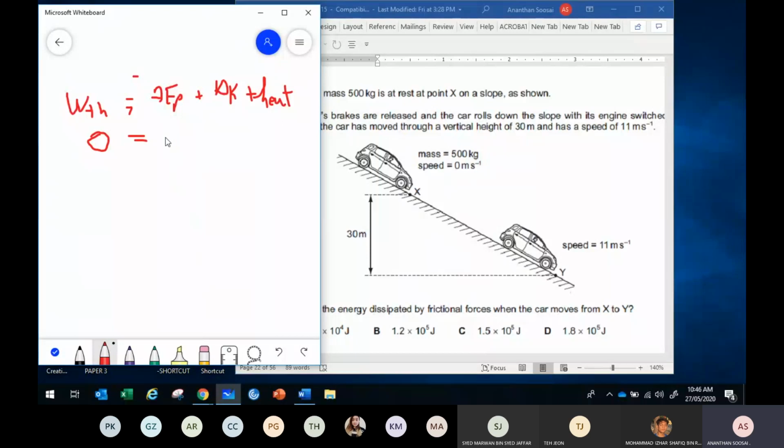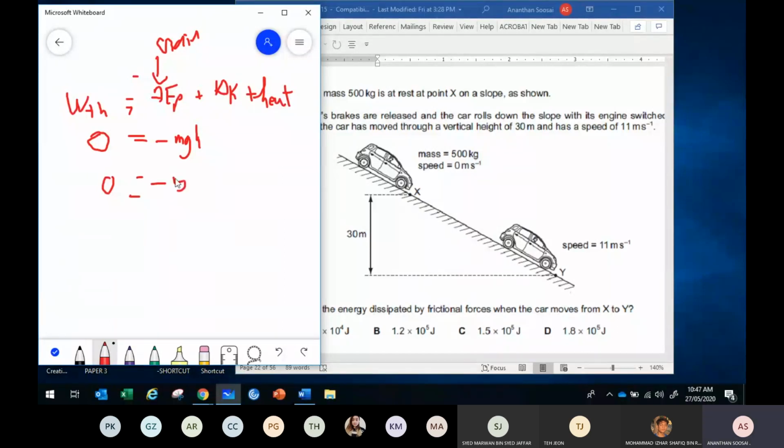Gain in EP is negative, negative mgh. Why negative? Because potential is dropping. This is the gain, what I told you always. That's why I always stress this is your gain. The gain here is negative, so it should be negative. So potential energy I put negative mg.